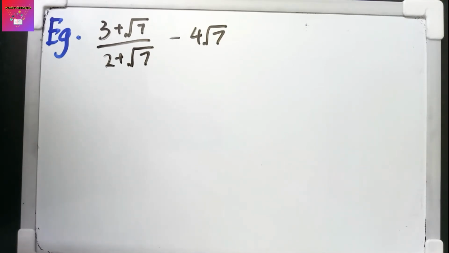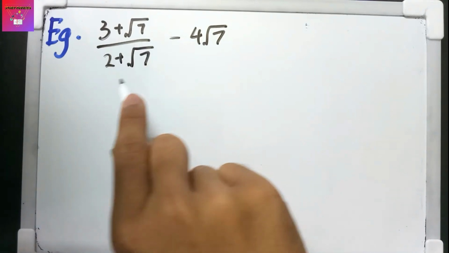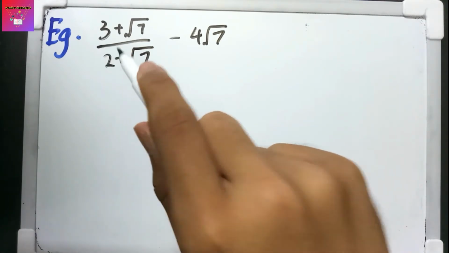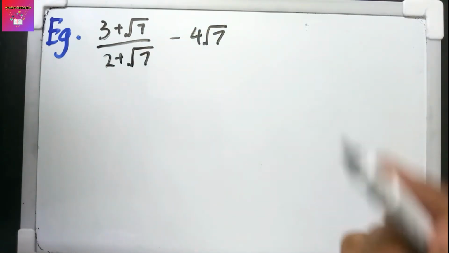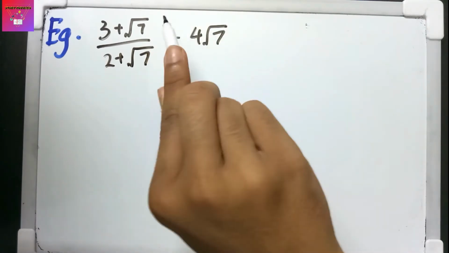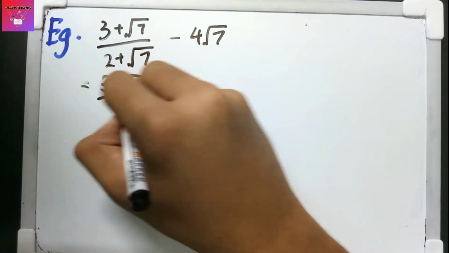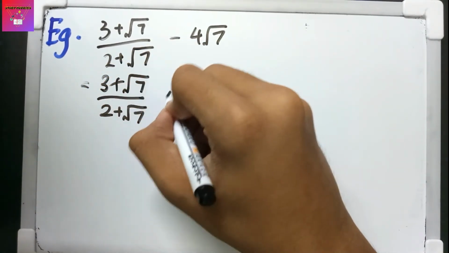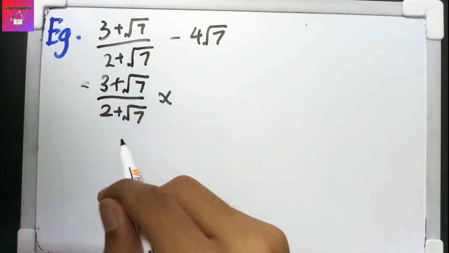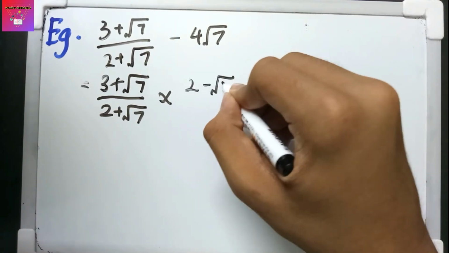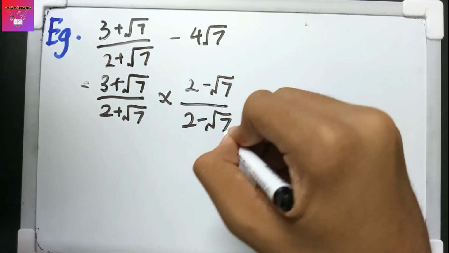3 plus surd 7 over 2 plus surd 7 minus 4 surd 7. So what we have to do is rationalize the surd, because we have to change the denominator to a rational number so that we can solve the whole equation. So for now, let's just ignore this part and focus on this. So 3 plus surd 7 over 2 plus surd 7 times the conjugate of the denominator, so 2 minus surd 7 over 2 minus surd 7.